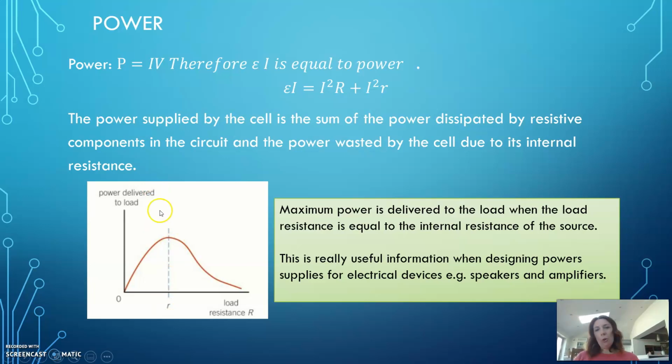So say your load resistance was 100 ohms, if your internal resistance was 100 ohms too, you'd get the maximum power. And that's really useful information when designing power supplies for electrical devices, e.g. speakers and amplifiers. If you can make your load resistance the same as the internal resistance, then you get maximum power.